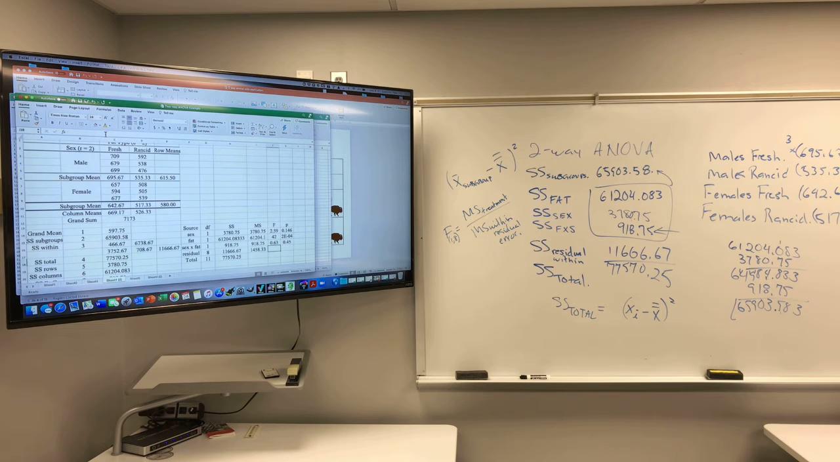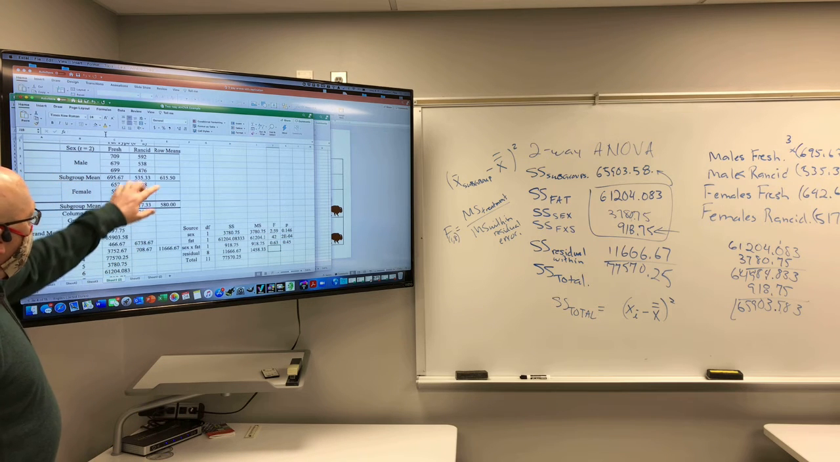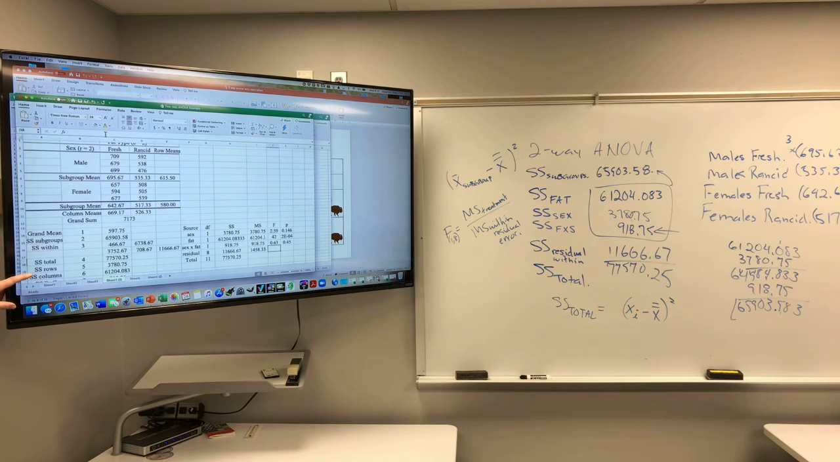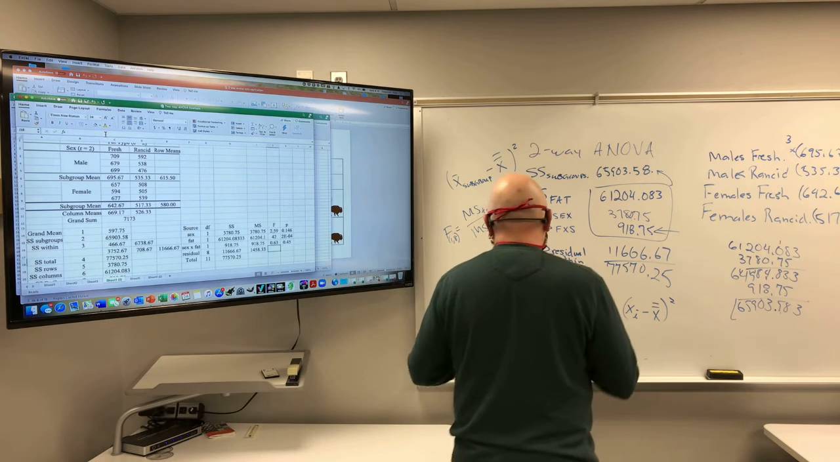And when we find the p-value, we find that there's no effect of sex. Even though there are differences in sex, those differences aren't big enough relative to the amount of variation within sex to show up as being statistically different. That should also not be a surprise to you because the amount of variation that was due to differences in sex is relatively small, and the amount of variation that is due to differences in fat type is huge. And that actually turns out to be the thing that is important. 2 times 10 to the negative fourth.